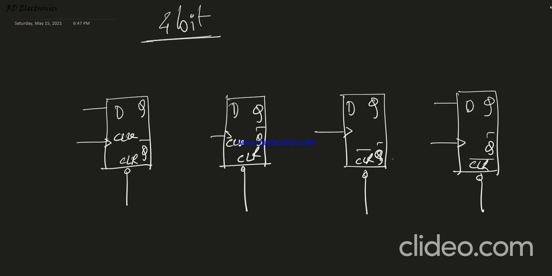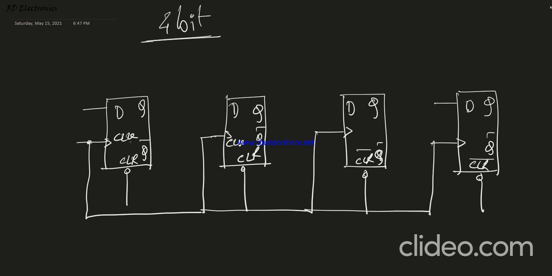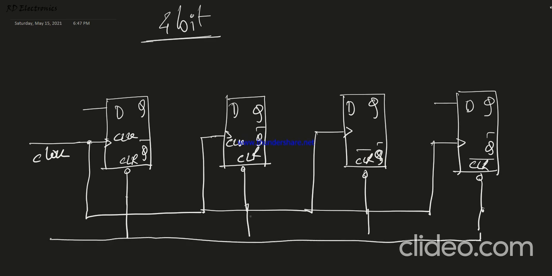First of all, the clocks are shorted together and connected to the main clock. The clear inputs are also shorted together and apply one clear input, which is used to clear the outputs.